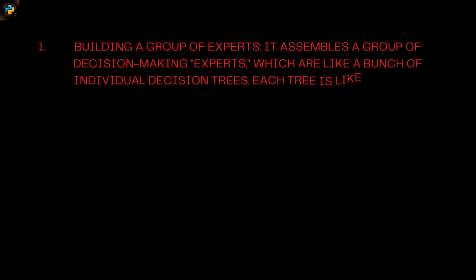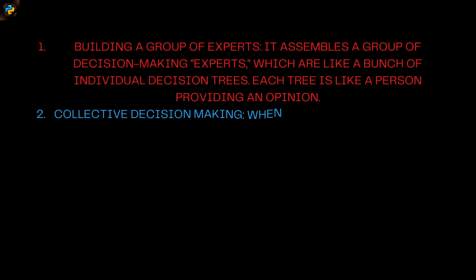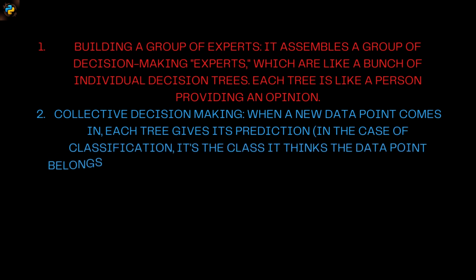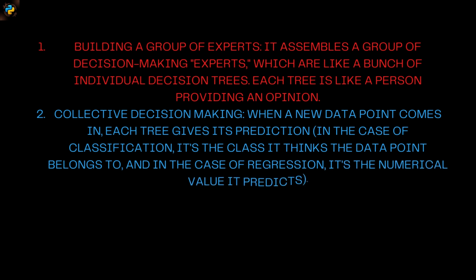Building a group of experts. It assembles a group of decision-making experts, which are like a bunch of individual decision trees. Each tree is like a person providing an opinion. Collective decision-making. When a new data point comes in, each tree gives its prediction. In the case of classification, it's the class it thinks the data point belongs to, and in the case of regression, it's the numerical value it predicts.